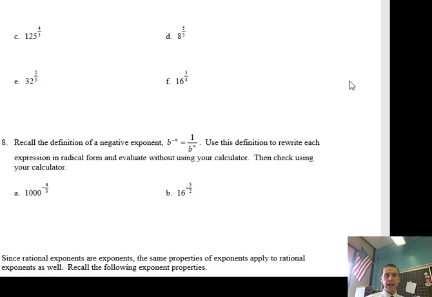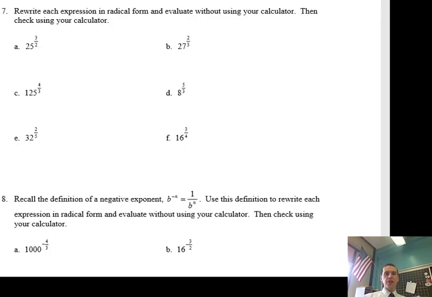So we're going to move on to number 7. Rewrite each expression in radical form and evaluate without using your calculator. So I'm going to do 3 of them, and you're going to do 3 of them. I'll start with B. I'll let you do A, C, and E. So 27, the cube root of that, and then all squared. So the cube root of 27, let's see, 3 times 3 gives me 9, times 3 gives me 27, so that equals 3 squared, and that gives me 9.